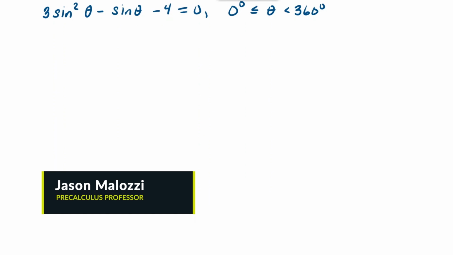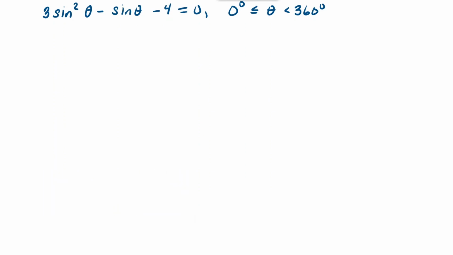What we're going to do in this video is solve the equation 3 sine squared theta minus sine theta minus 4 equals 0, where theta is measured in degrees and between 0 and 360, the first full rotation on the unit circle. So what we're going to do is examine this equation, and what I notice is that we have a sine squared term, a sine term, and a constant. That tells us that this equation is in quadratic form.